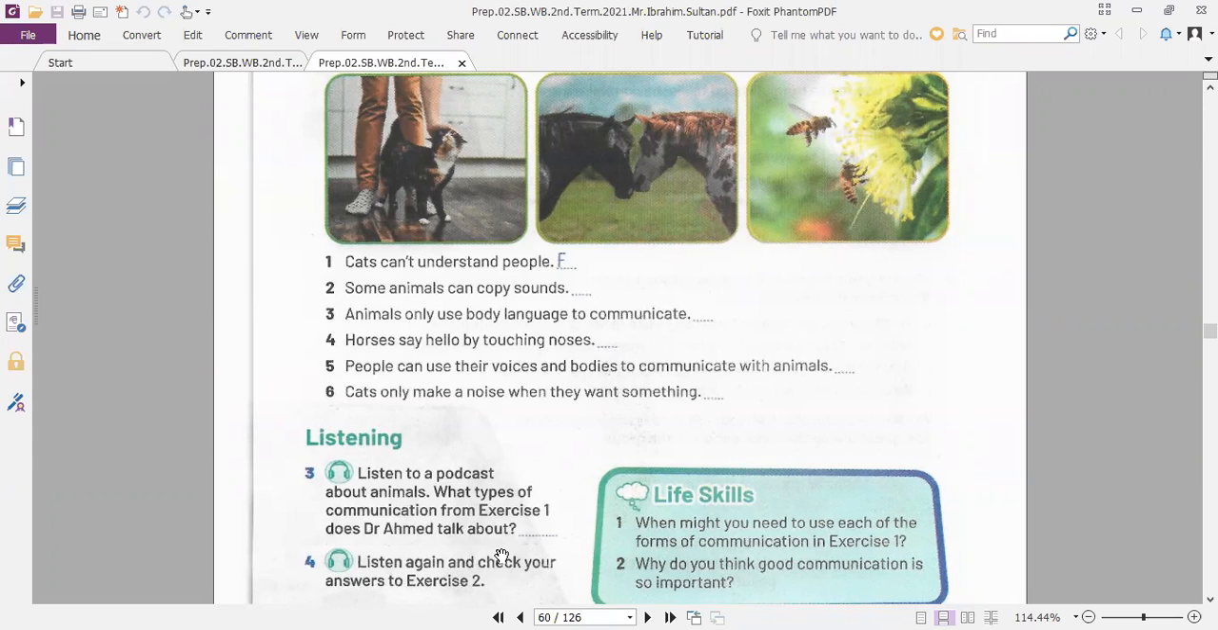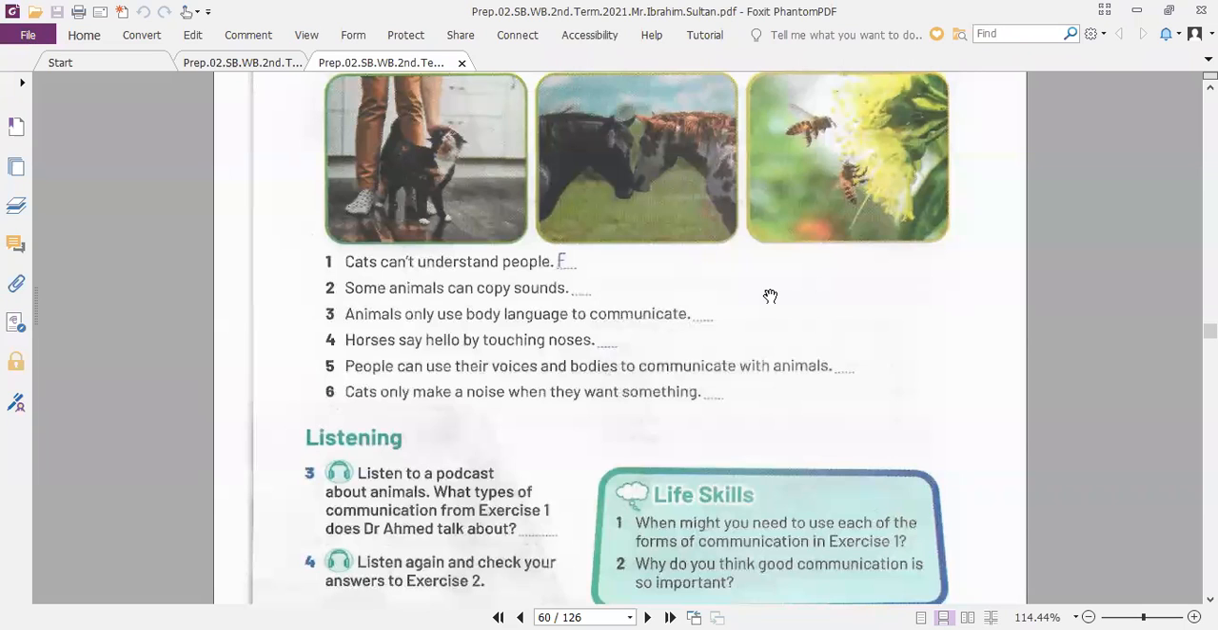But animals do communicate both to us and to each other. They communicate with each other, and they can communicate with us and understand us. One way animals communicate is by using body language. For example, horses touch noses to say hello. Horses, you can see in the picture. Yes, here.